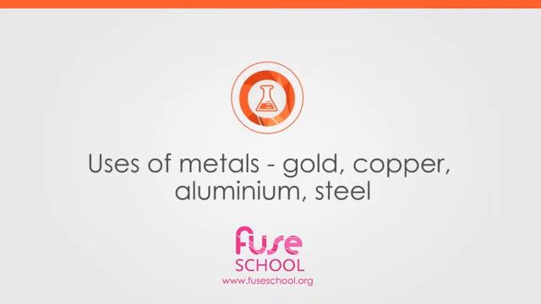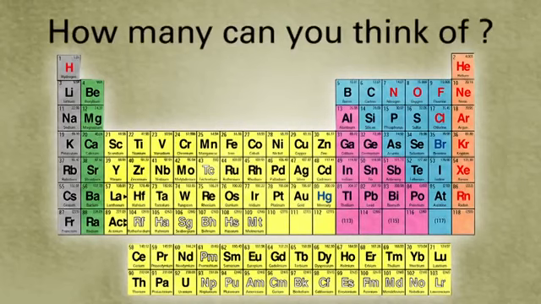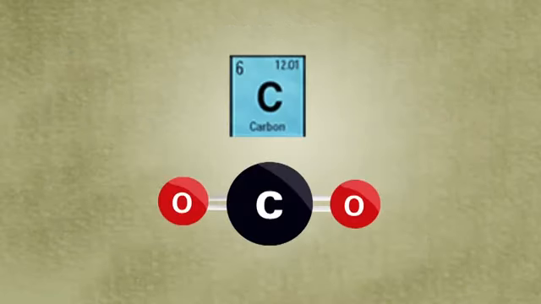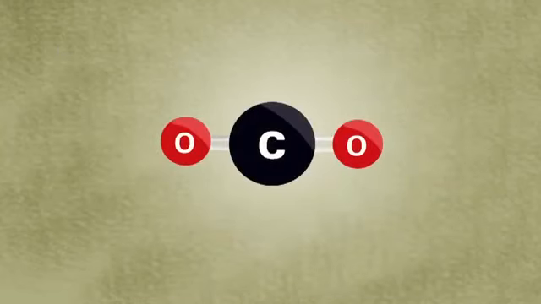In this video, you're going to examine the uses of metals. The periodic table of elements has 91 pure metals in it. How many can you think of? The properties of these metals are due to their atomic structure, as is their position in the periodic table of elements. This atomic structure also has a bearing on how the metals are used.